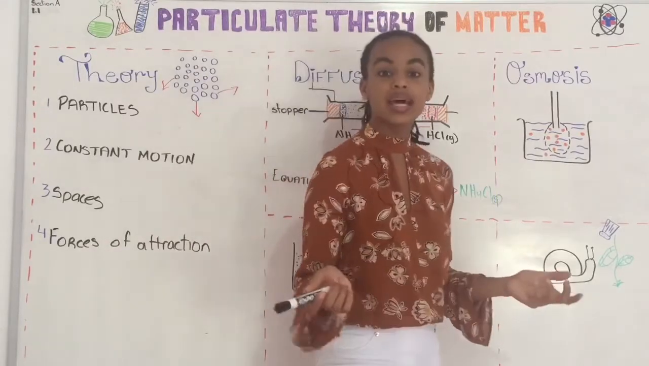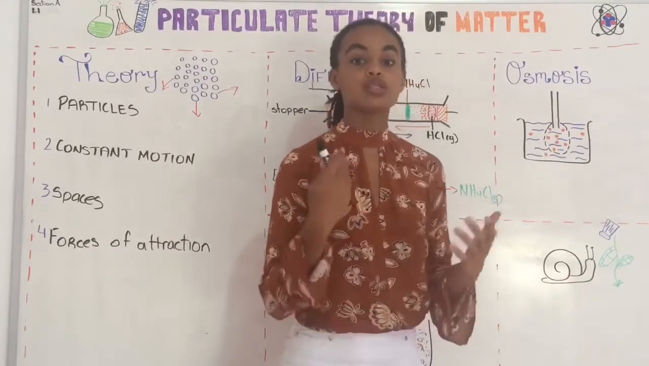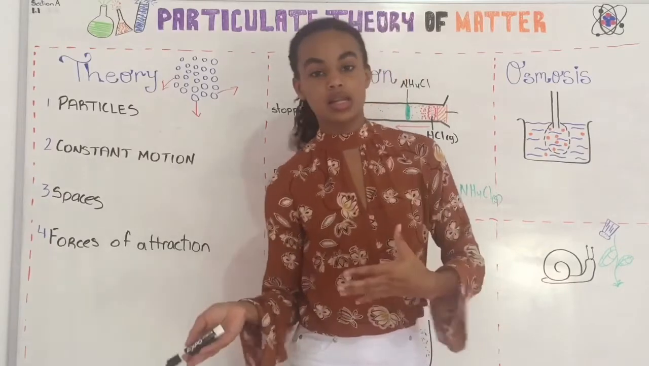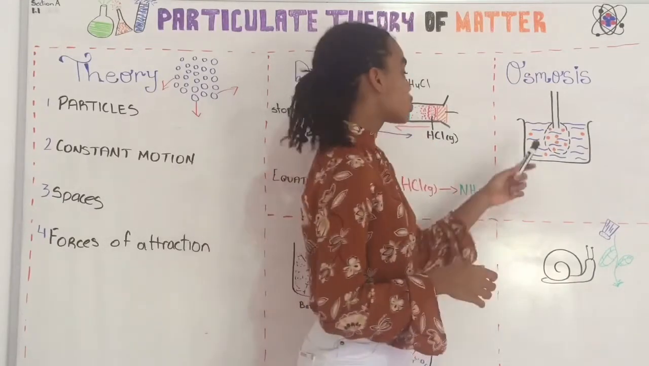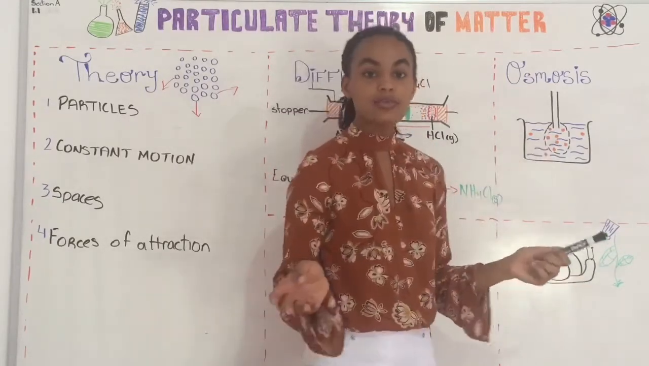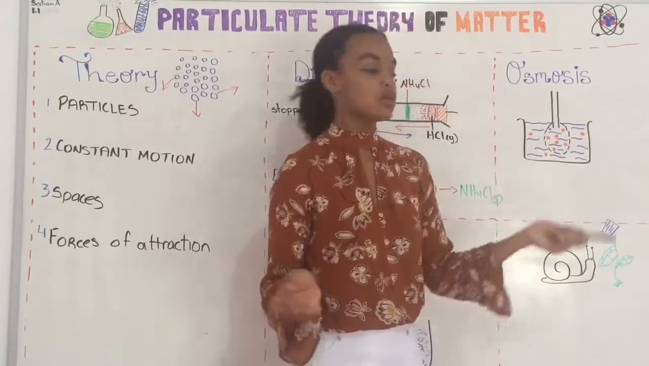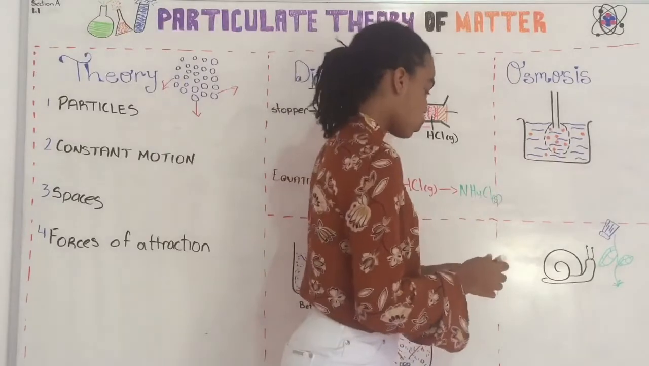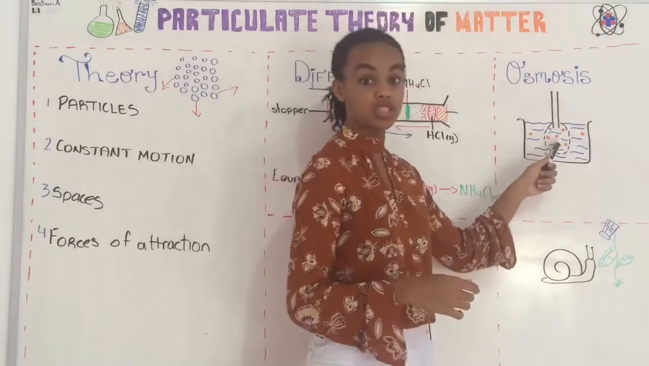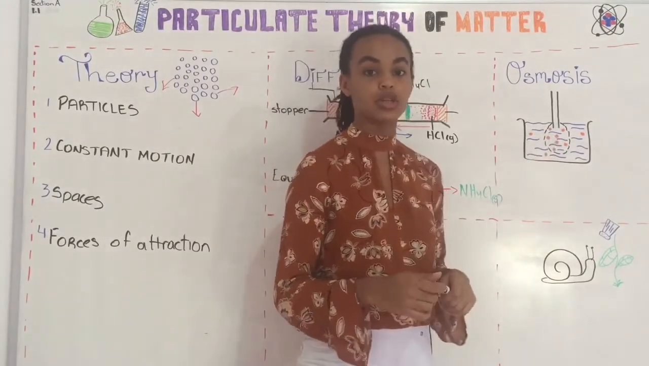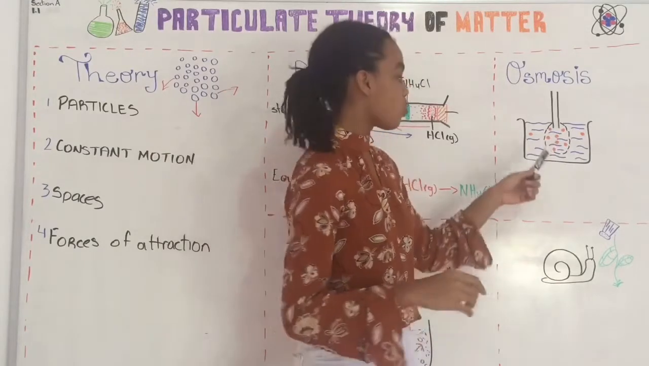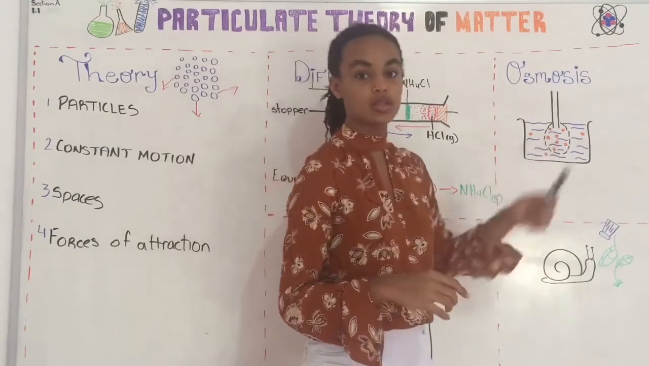Now, remember we said that semi-permeable membranes allow some things through and it doesn't allow other particles through. So water is small enough to pass through the semi-permeable membrane, but sugar isn't. So in this case, we won't have sugar moving from the region of high to low concentration. But what we will have is the water moving from the region of high to low concentration.